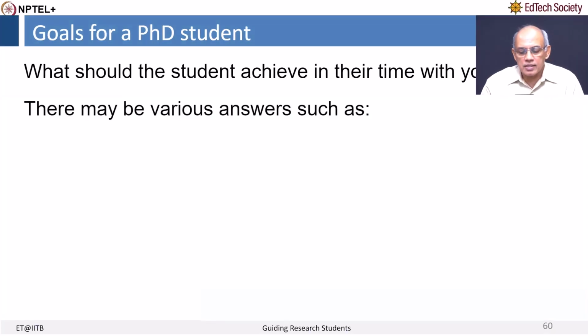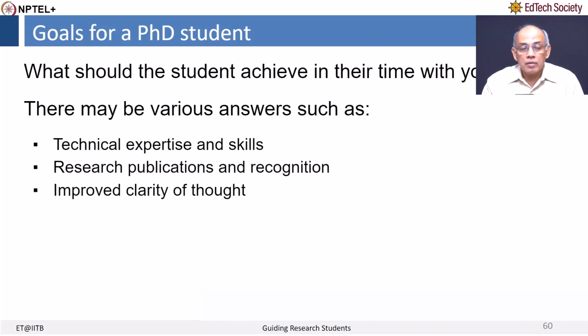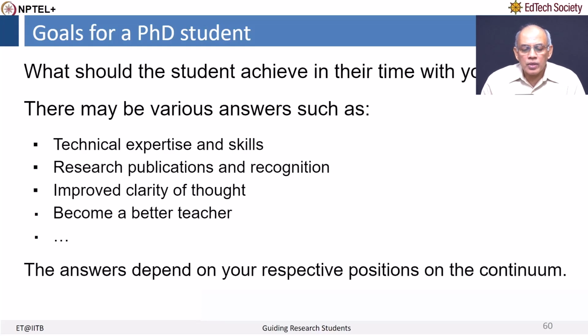There may be various answers here, such as the student should gain technical expertise and skills, they should have research publications and recognition, they should have improved clarity of thought, they should become a better teacher. A whole vast array of answers may be there, which are the goals for a PhD student to achieve before they graduate. The answers are not fixed in terms of your answer or the student's answer. You may have one position on the continuum, and the student may have different answers based on their expectations.